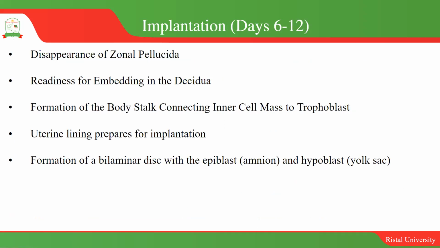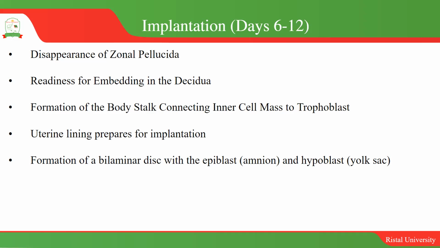So basically, implantation can happen between the 6th to the 12th day, and it happens if the covering of the blastocyst actually disappears. That is the zona pellucida. And then the endometrium has to change into the deciduum. Okay, the endometrium has to change into the deciduum for implantation to really happen.